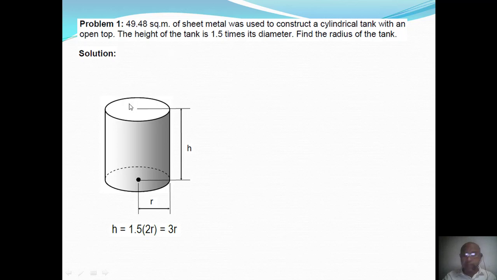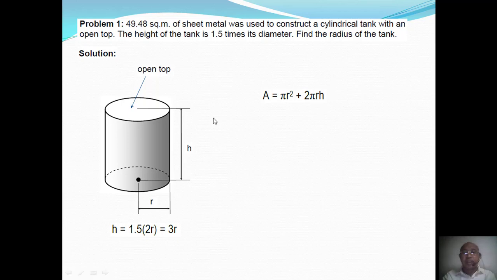Then open top, so do not forget we have an open top. So we have only one area of the base because the top is open. Okay, so the total surface area A is equal to the area of the base, pi r squared. Now take note, not times 2, because the top is open, plus the lateral area, 2 pi r h.